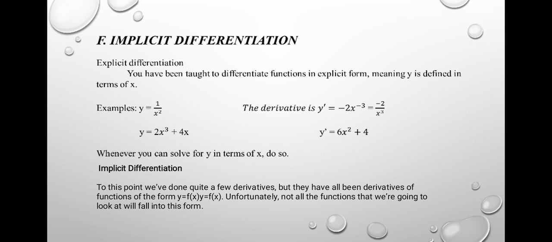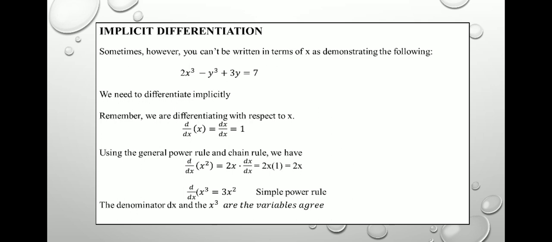Implicit differentiation. To this point, we've done quite a few derivatives, but they have all been derivatives of functions of the form y is equal to f of x. Unfortunately, not all the functions that we're going to look at will fall into this form. Sometimes y cannot be written in terms of x, as demonstrated by the following: 2x cubed minus y cubed plus 3y is equal to 7. We need to differentiate implicitly.